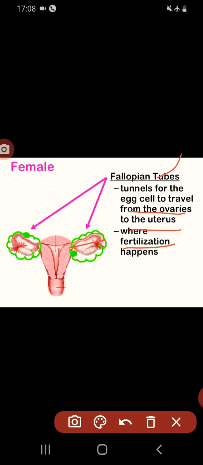And again, a very important point is that these fallopian tubes or oviduct are the site of fertilization, meaning the fusion of male and female gamete takes place in these fallopian tubes in humans. As we know that in humans internal fertilization is present, so it takes place inside the female reproductive system. And in which part? That part is the fallopian tube or the oviduct.